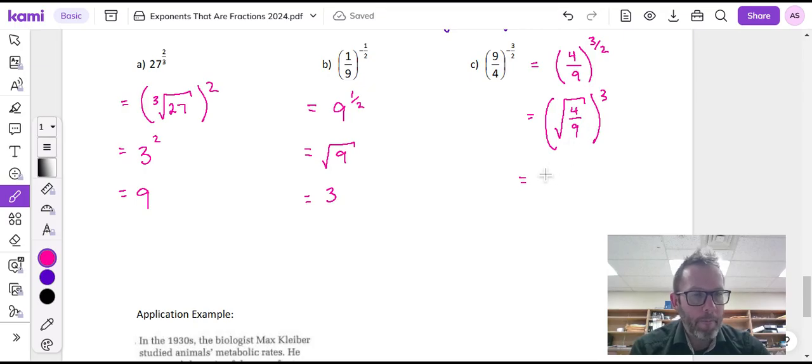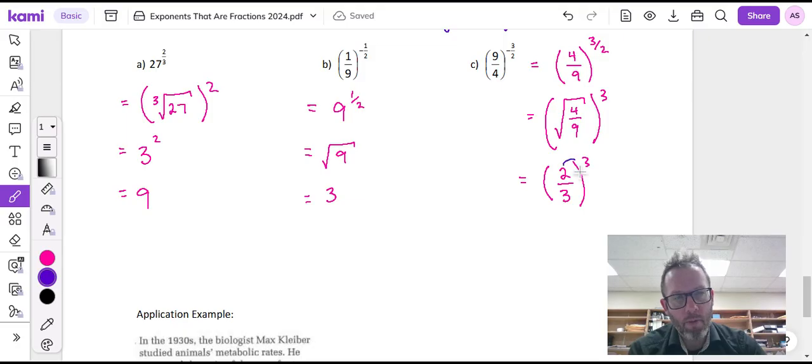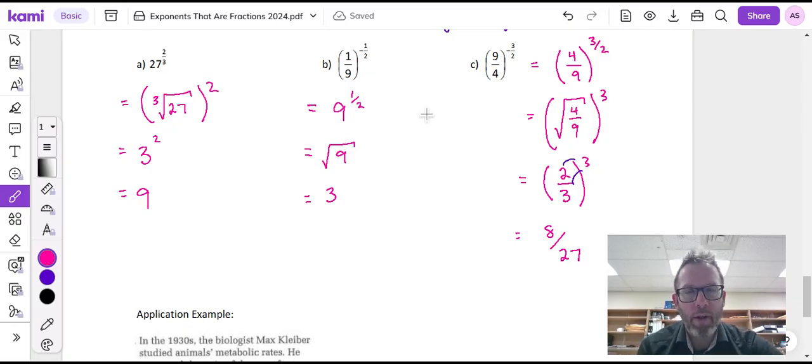The root of 4 is 2. And the root of 9 is 3. Just rooting both 4 and 9. And then we will cube the 2. We will cube the 3. 2 cubed is 8. 3 cubed is 27. 9 over 4 to the power of negative 3 over 2 is equal to 8 over 27.